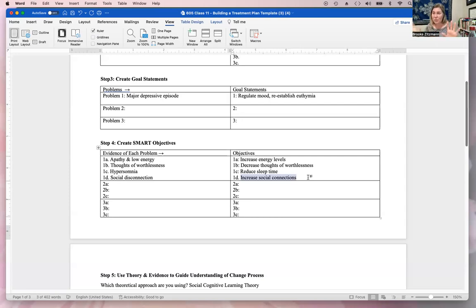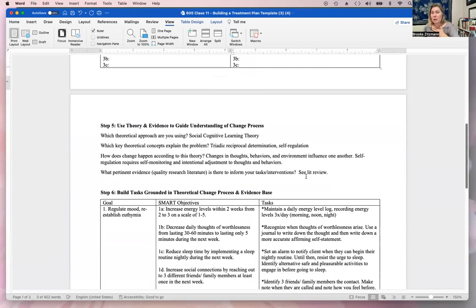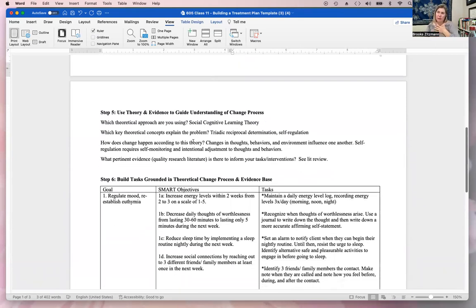Now, this is a skill that trips up students. So the grid is meant to help you think through where are we going? How are we mapping what the client's saying to what we want to be working on? Now down here, I have step 5 to be to think about theory, all right? I personally love social cognitive learning theory, so I pulled that. I think it explains what's going on nicely here.